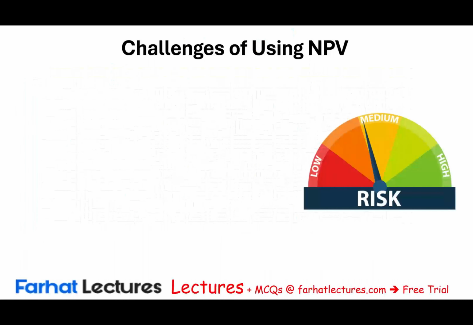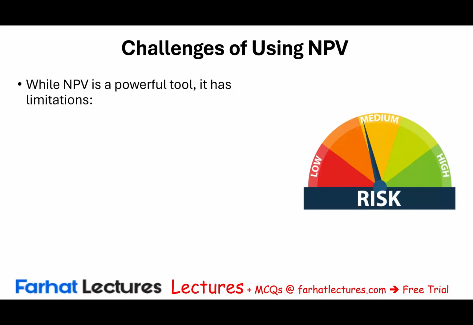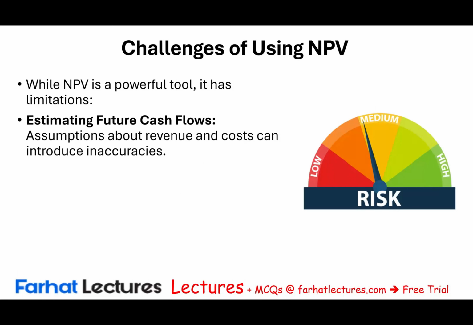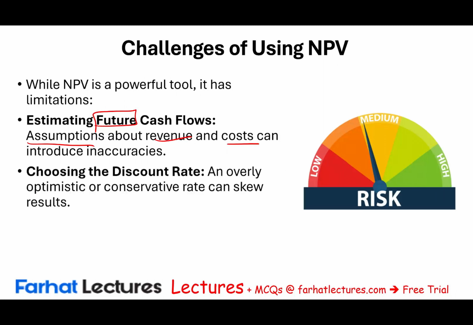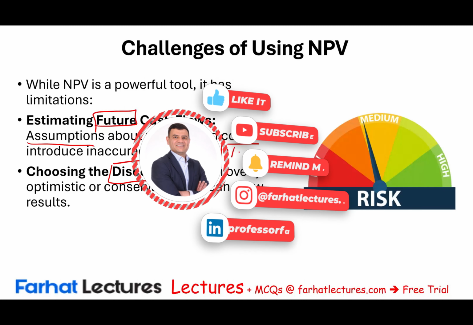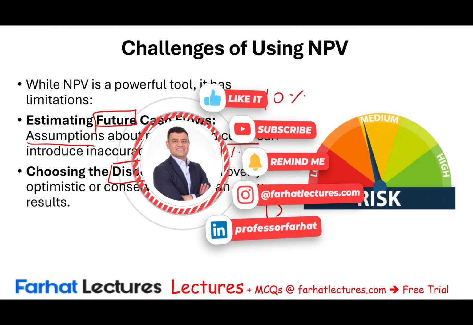Now, what are the challenges of using NPV? Well, it's a powerful tool. However, remember what we did. We estimated the future cash flow. We made assumptions about revenues and cost. Well, those could increase, those could change, those could go down. They could go down to zero. We don't know. Assumptions are risk. The second risk that we take is when we use a discount rate. Now we used 11%. If we use 10% or 13%, we'll have a different number.